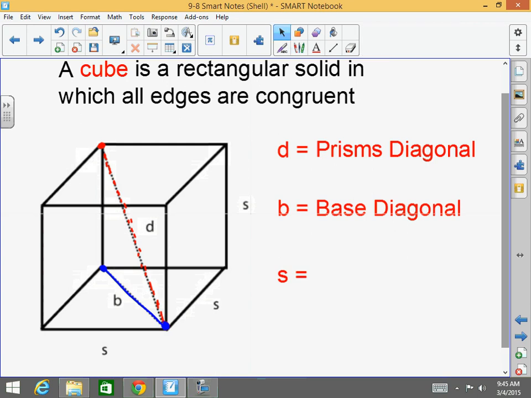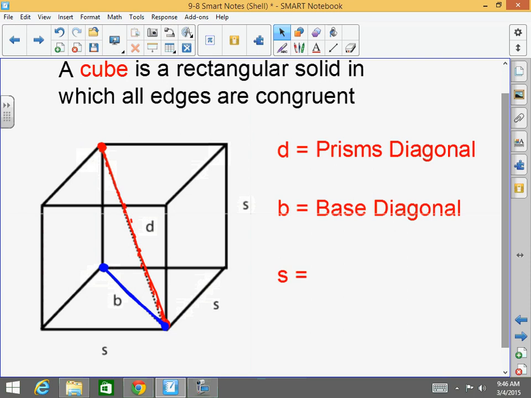This is hugely important. Like, really important, guys. Please, I'm going to repeat it. The prism diagonal is the diagonal that goes through the empty space from one corner to another. The base diagonal is the diagonal which is literally on the base. The prism diagonal goes through the empty space. The base diagonal goes on the actual side of the base. Do you understand the difference here, guys?